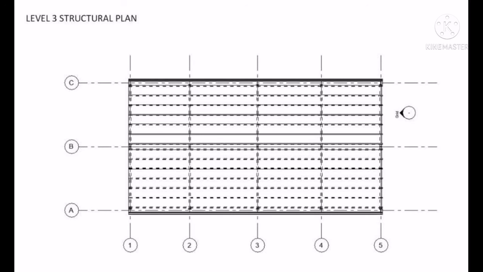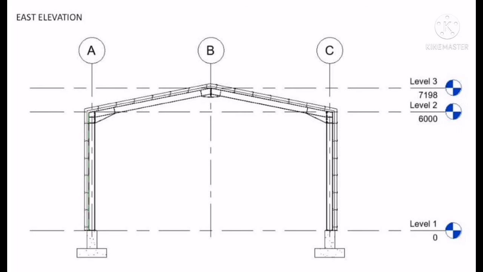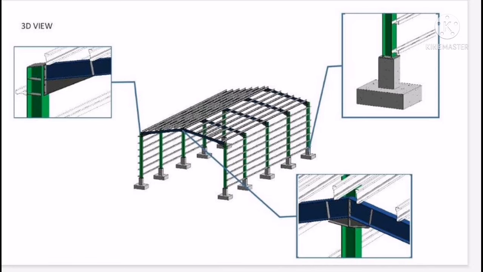This is the east elevation of our proposed drawing, and as you can see, this is the main entrance to the structure. And this is our north elevation. As you can see, this is our 3D view of the building structure, and this building structure is connected using bolted connectors.